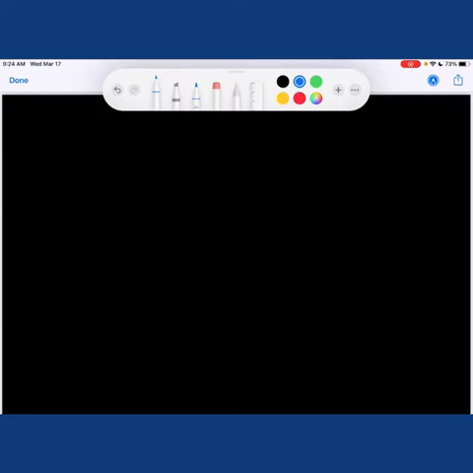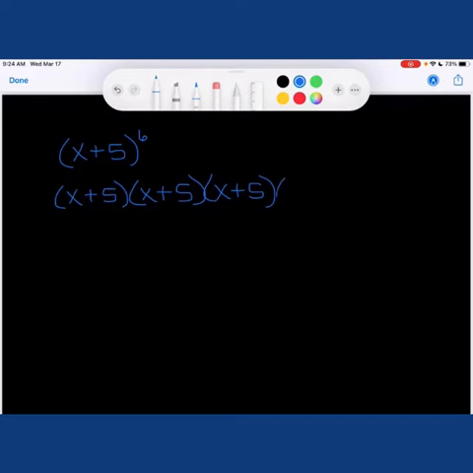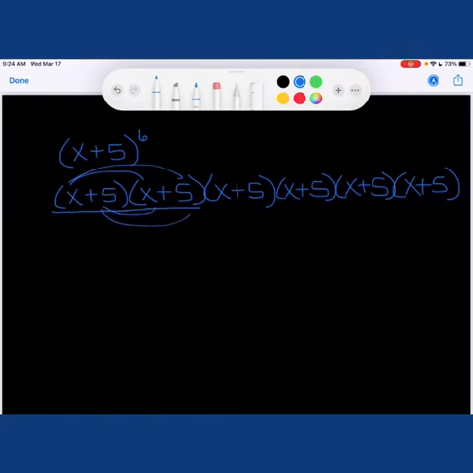Simply, if we have, let's say, x plus 5 to the 6th power, and they ask us to expand it, that means multiply it all the way out. This means I need to do x plus 5 times x plus 5 times x plus 5, multiplied by itself 6 times. And this gets even more tedious because you've got to distribute, combine like terms, and then multiply by the next one and do all of that again. It gets longer and longer each time you do it.